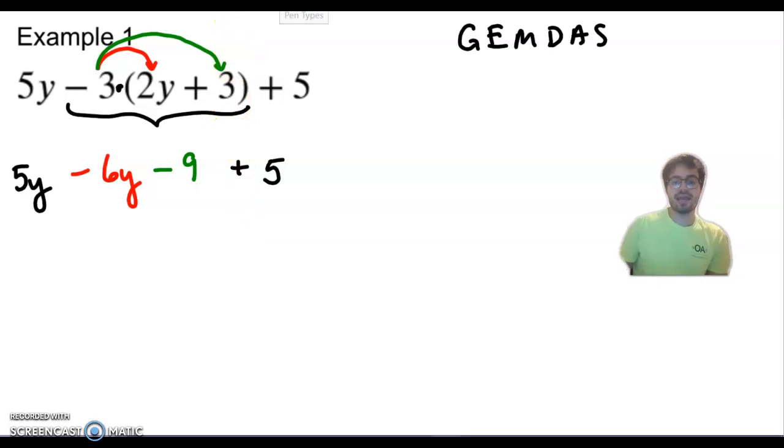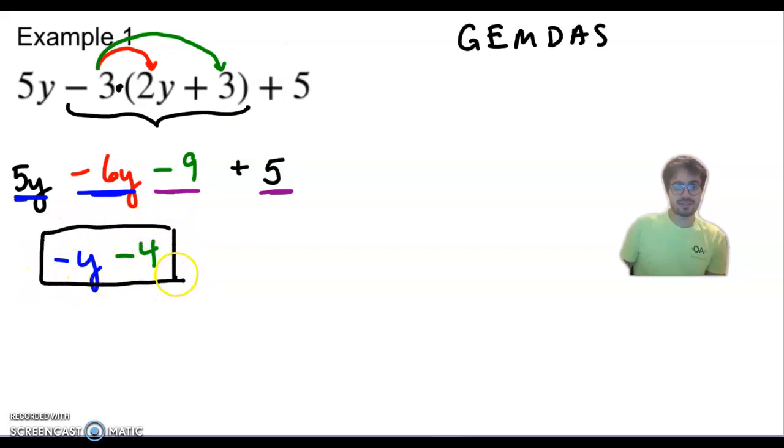Okay. Now, let's see what I can combine, my like terms. I have 5y minus 6y, and then I have -9 plus 5. 5y minus 6y, that's -y. -9 plus 5, that's -4. So this is my final answer when it's simplified. Let's do one more together.